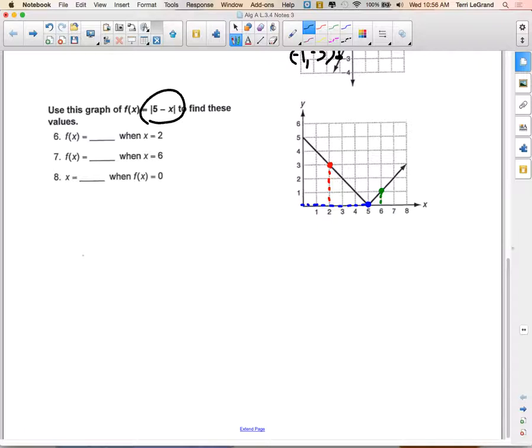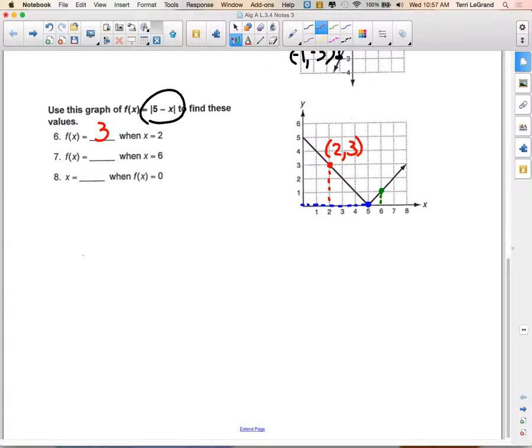Okay, somebody tell me what ordered pair name you got when x equals 2. What's the ordered pair name for that one? Okay, 2, 3. So that means that f of x equals what when x equals 2? 3. The y value of your point, right?